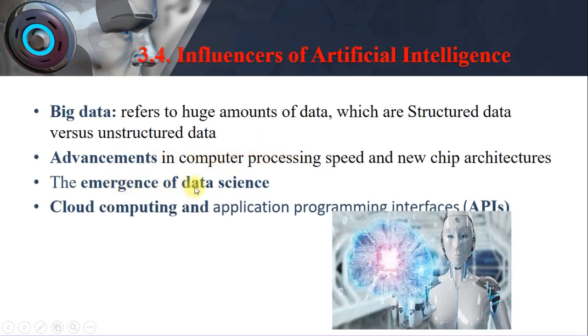The other is the emergence of the data science concept. This data science concept tries to use different concepts, different methods, different algorithms in order to extract knowledge from different types of data. So the introduction of such a concept is considered a basic influencer of artificial intelligence. The other influencer is the concept of cloud computing and application program interface, whose introduction and advancement is also another basic enabler of artificial intelligence. So we can consider big data advancement, development in computer processing speed, as well as data science, those are the base influencers or enablers of the concept of artificial intelligence.